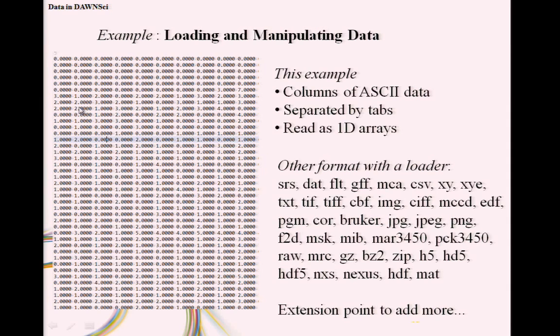So here's some very rough and ready example data. It's an ASCII file with spaces between numbers, no header, just lots of columns of numbers. And I'm going to show you now how to read that into Dawn.